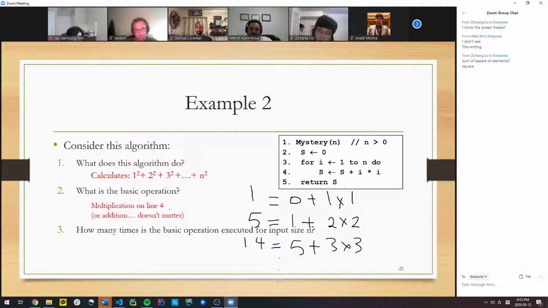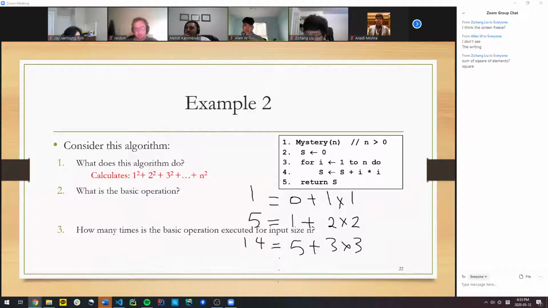Okay. And for basic operation, the basic operation is essentially what takes most of the time, or most of the number of counts. Okay. So what is the basic operation here? Based on the definition I already have: S plus I times I.